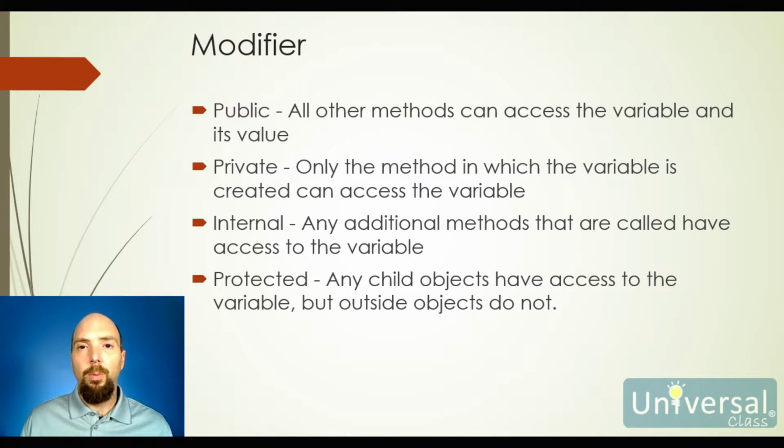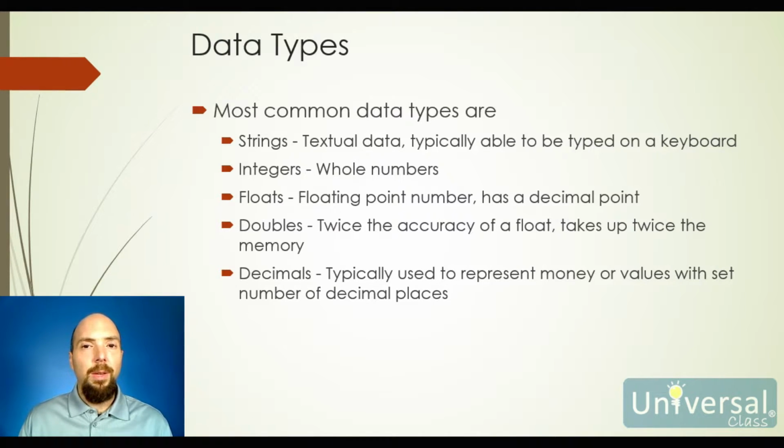And then we have what are called protected modifiers, and this is going to be anytime I have a child class. So let's say I bring up a form and my form has a button that I click on and another form appears. That would allow that second form to see the variables that were contained by the first form. Alright, so then we have data types.